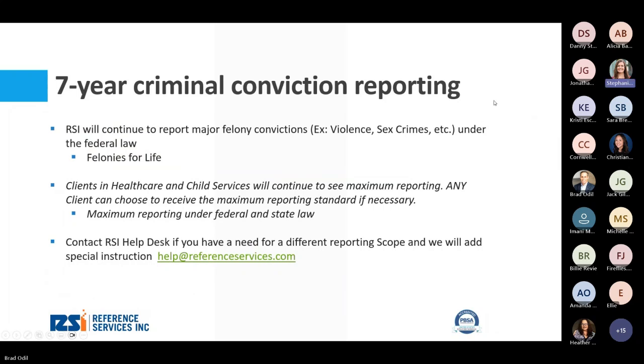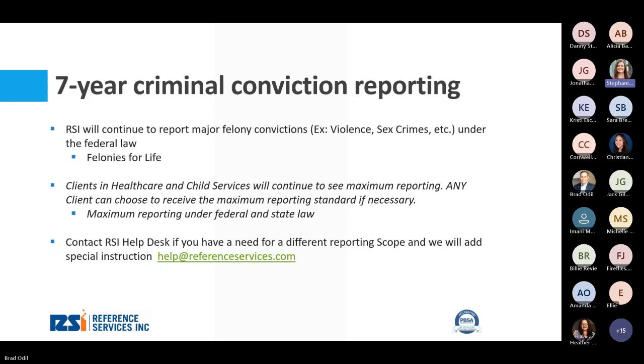With all of that said, while the baseline standard of our criminal reporting will be 7 years, RSI will continue to report major felony convictions to the maximum allowed. So all clients will continue to see major felonies for life, such as violence, sex crimes, etc. Clients in healthcare and child services will continue to see maximum reporting across the board, and any client can choose to receive the maximum reporting under federal and state law if necessary.